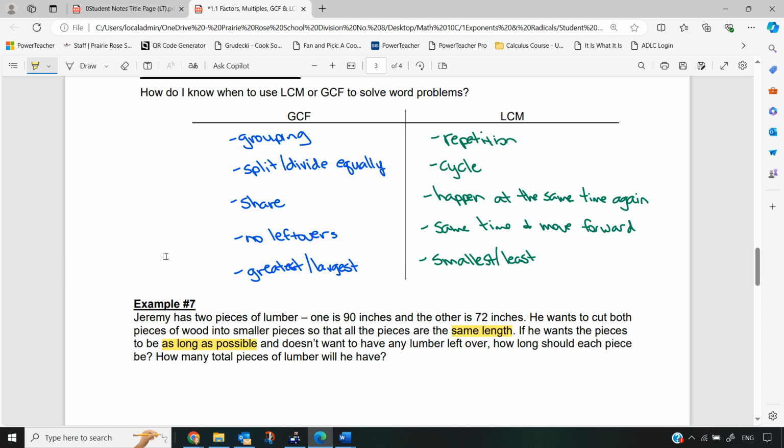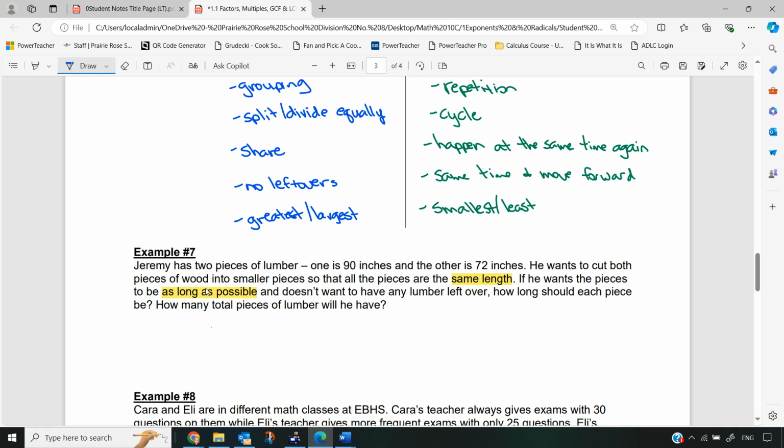We want everything to be equal amounts, so divided equally, the same length, and we want no leftovers. This is a GCF question, and so we're looking for the GCF of 90 and 72. So pause the video, find your GCF for 90 and 72, and then come on back.